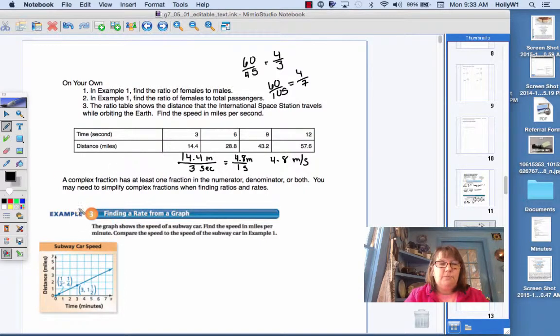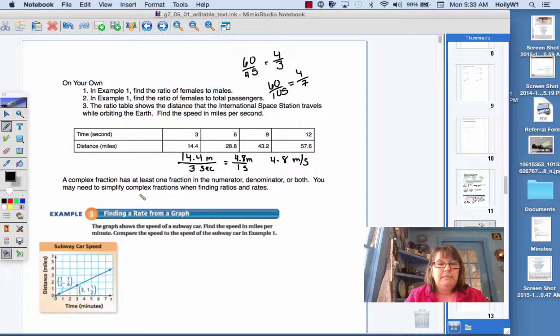One last thing before we go on to finding rates from graphs and things. A complex fraction has at least one fraction in the numerator, denominator, or both. 14.4 is a fraction because we can write that as 14 4/10.